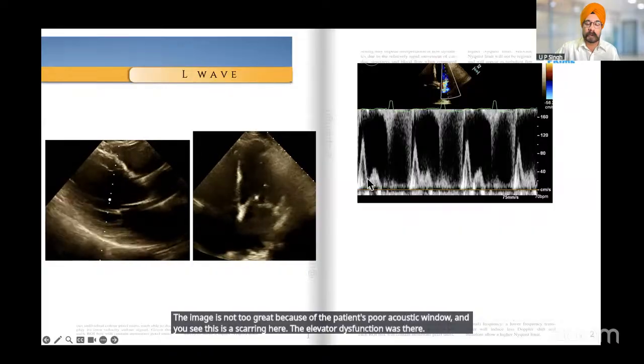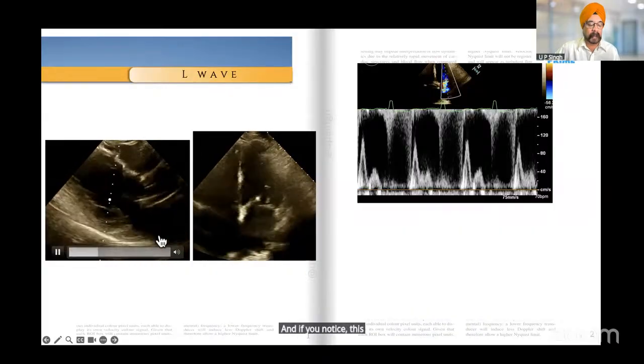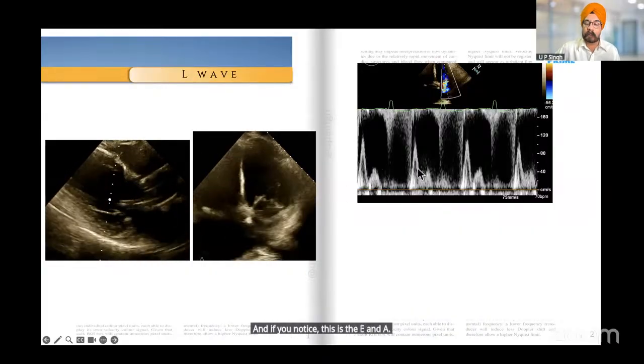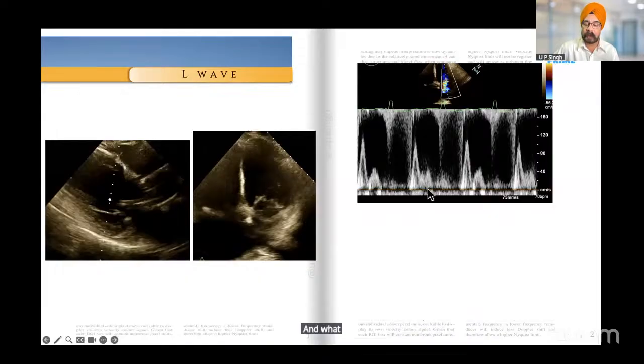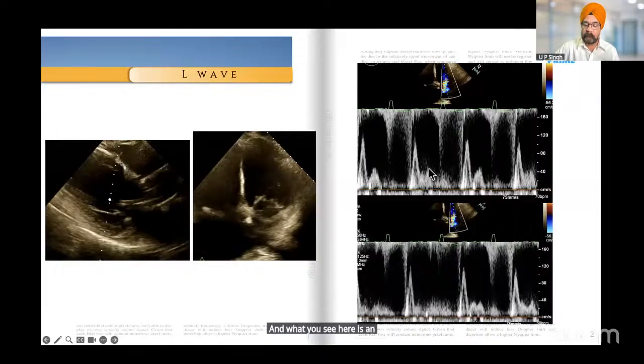And if you notice, this is the E and A. You presume that this is an A wave. Actually, the A wave is not here. This is atrial fibrillation, and what you see here is an E wave. And again, that is proven by the L wave that you see in atrial fibrillation.